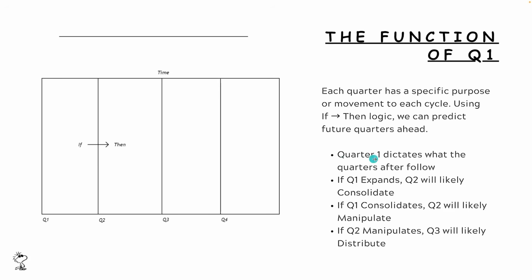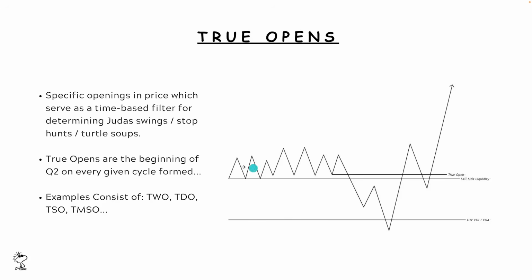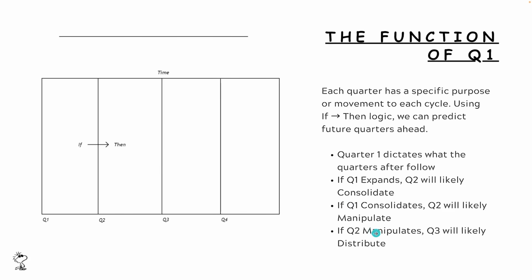Now, a quick rule of thumb: quarter one dictates what the quarters after follow. If quarter one expands, quarter two will likely consolidate, which we know as accumulation, followed by manipulation, followed by distribution. If quarter one accumulates instead of expanding, quarter two will likely manipulate, followed by quarter three being distribution, and then quarter four being expansion. If quarter two manipulates, quarter three will distribute. A lot of people know this as AMDX or XAMD.